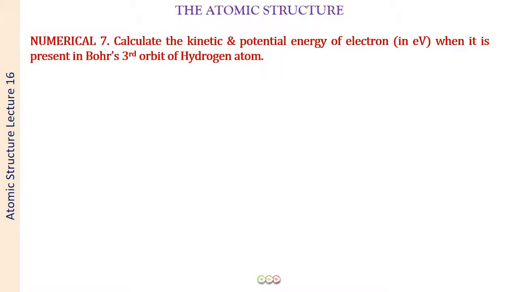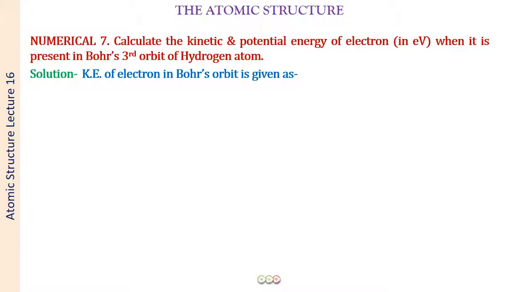Now calculate the kinetic and the potential energy of the electron in electron volt if the electron is present in the Bohr's third orbit of the hydrogen atom. Fine. So do you remember the relationship between total energy, kinetic energy and potential energy? While discussing, I laid a lot of stress on that, it is very important. Do you remember it? Okay, let us see what you can do about it.